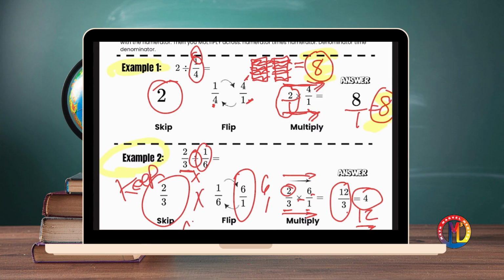So the change is representing the change in the operation. And you, again, multiply top times top, bottom times bottom.